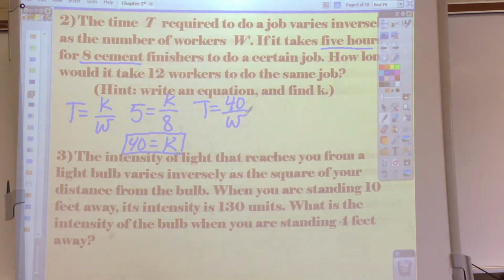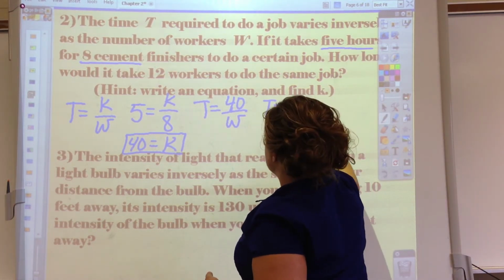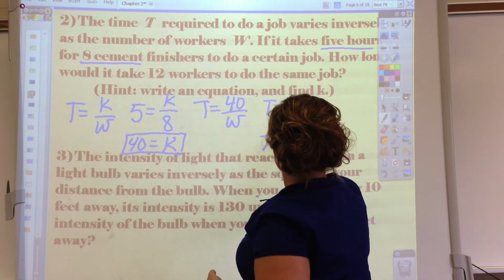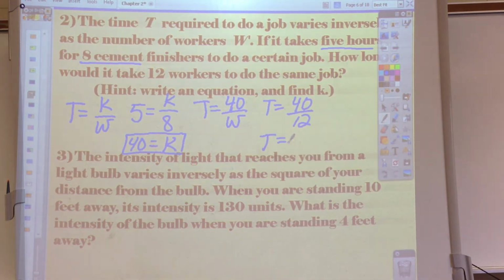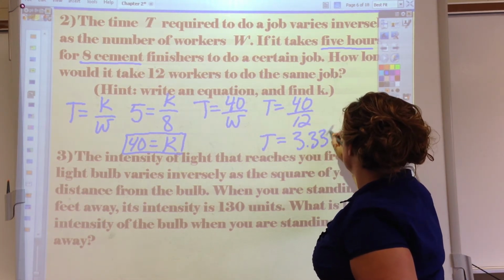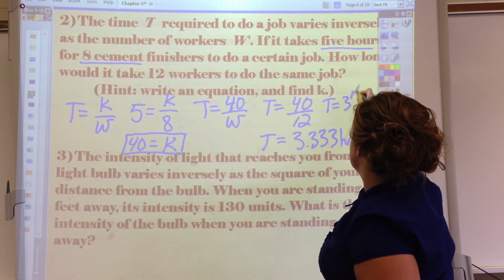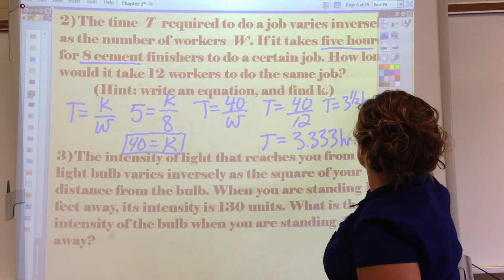Now that I have my K value, I can rewrite my inverse variation equation, and I can solve for something. Now it asks how long would it take 12 workers to do the same job. Hopefully you agree I'm solving for time and I know W. So I'm going to plug in time equals 40 divided by 12. And let's go ahead and give this in decimal form. And I get 3.333 hours. Or if you wanted to write it in exact form, 3 1/3 hours.